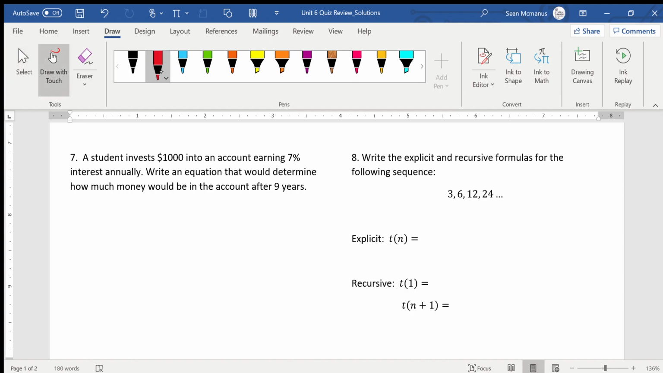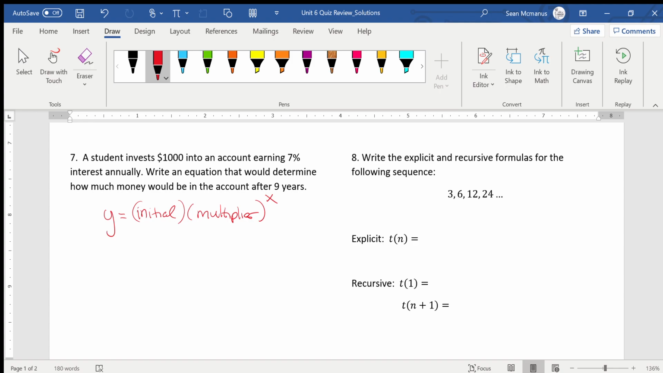I wrote the formula up on the board, and I'll leave it there for the exam next week also. Y equals initial amount multiplied by the multiplier x times. Right, so we have to fill this in.